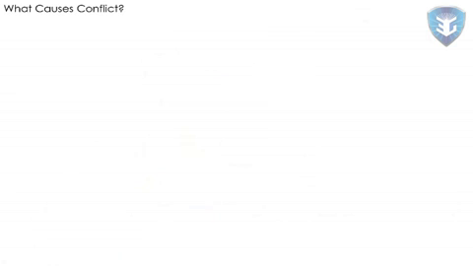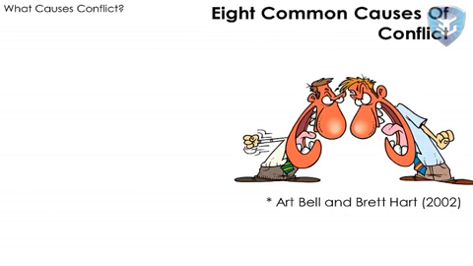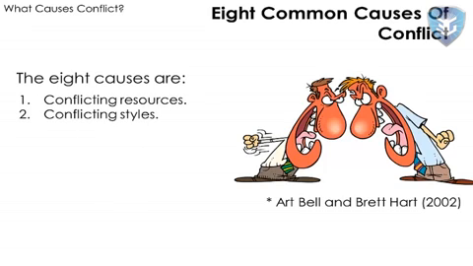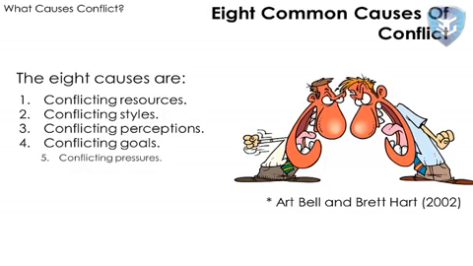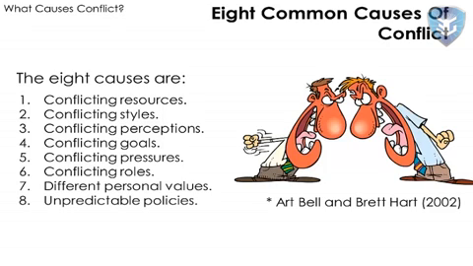According to psychologists Art Bell and Bret Hart, there are 8 common causes of conflict in the workplace. The 8 causes are conflicting resources, conflicting styles, conflicting perceptions, conflicting goals, conflicting pressures, conflicting roles, different personal values, and unpredictable policies. Let's take a closer look at each of these individually.